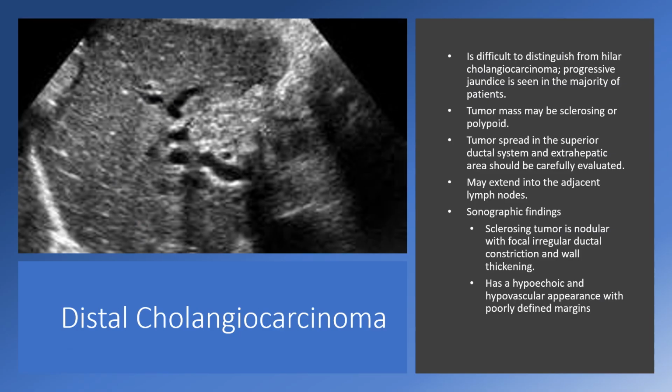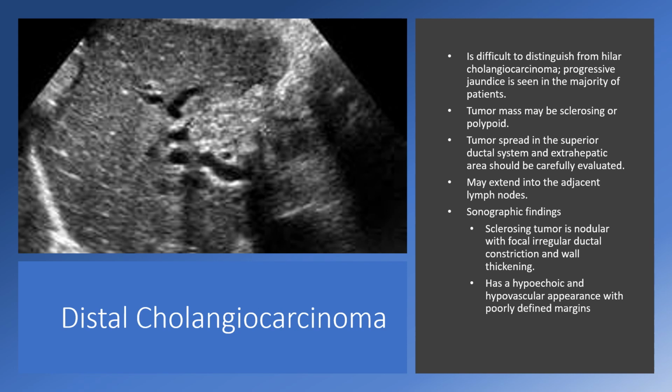Distal cholangiocarcinoma is going to happen past that hilar connection of the right and left, so it's going to happen lower on the hepatic duct or in the common bile duct. It's going to be hard sometimes to distinguish it from hilar cholangiocarcinoma, but progressive jaundice is going to be seen in the majority of the patients. They're going to start to turn yellow.